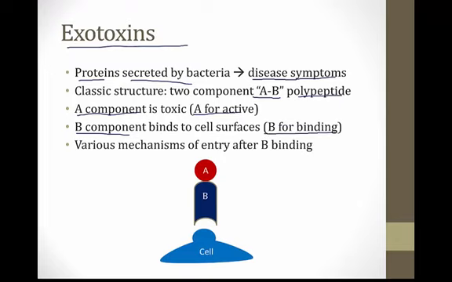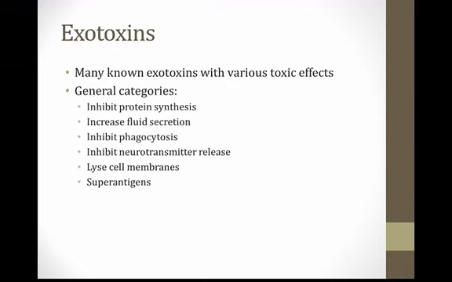And most of these bind to cell surfaces, sort of like what I've drawn down here, and then they're internalized inside the cell, and once they enter cells in the human body, they cause disease. There are lots of different mechanisms for how the B portion of the exotoxin binds a cell and gets inside. So there are many known exotoxins, and they all have lots of different toxic effects on the body. But in general, you can categorize the toxic effects of exotoxins into a couple of general categories.